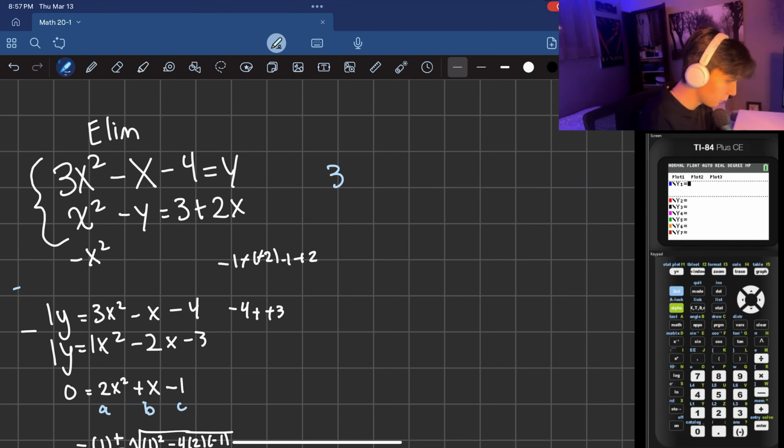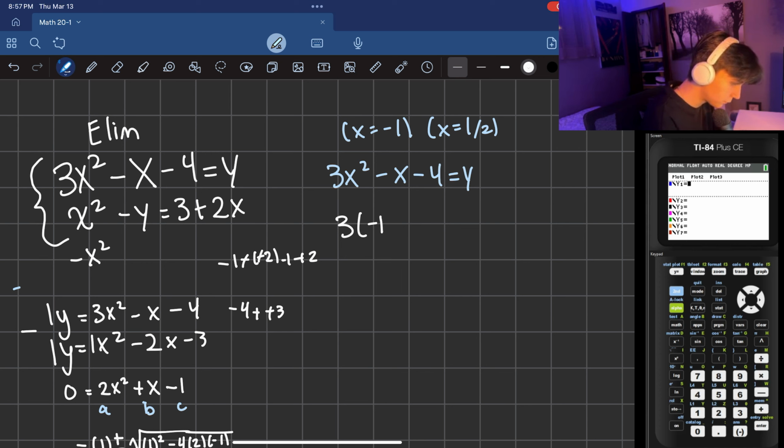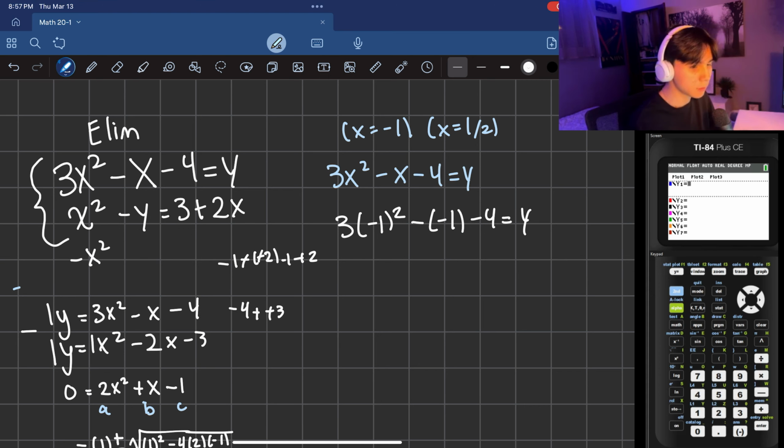So we have 3x squared minus x minus 4 is equal to y. And if our x is equal to negative 1 and x is equal to 1 over 2, let's see what y is going to give us. So we have 3 times negative 1 squared minus negative 1 minus 4 equals y. So all you can do is just plug this into your calculator. So let's do this here.